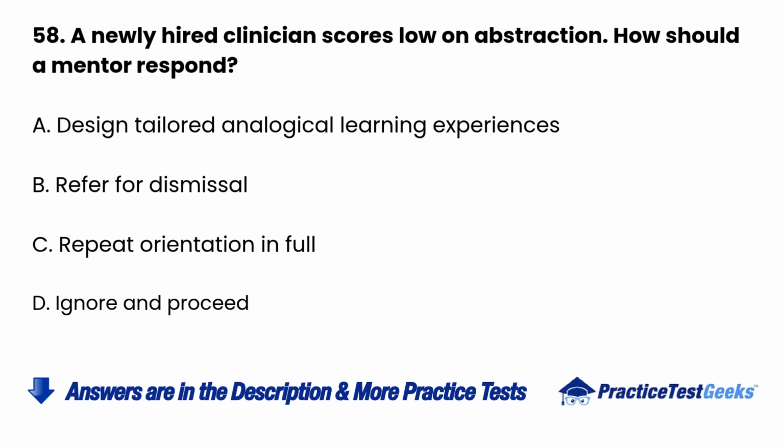58. A newly hired clinician scores low on abstraction. How should a mentor respond? A. Design tailored analogical learning experiences. B. Refer for dismissal. C. Repeat orientation in full. D. Ignore and proceed.